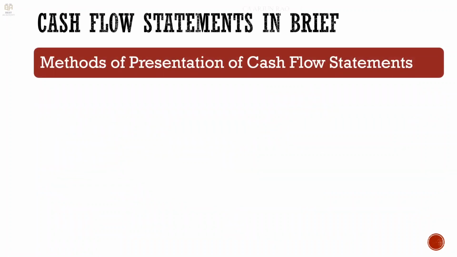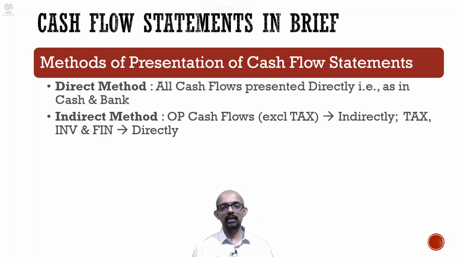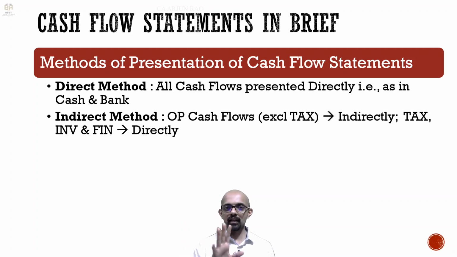What are the methods of presentation of cash flow statements? So, there are two methods, direct and indirect. In direct method, essentially whatever is there in the cash bank account, it appears as it is in the cash flow statement under different heads, operating, investing and financing. So, all the cash flows are presented directly as they appear.